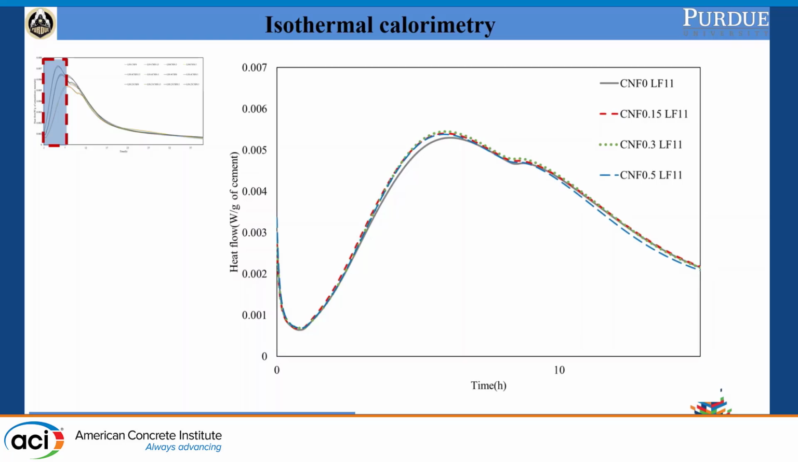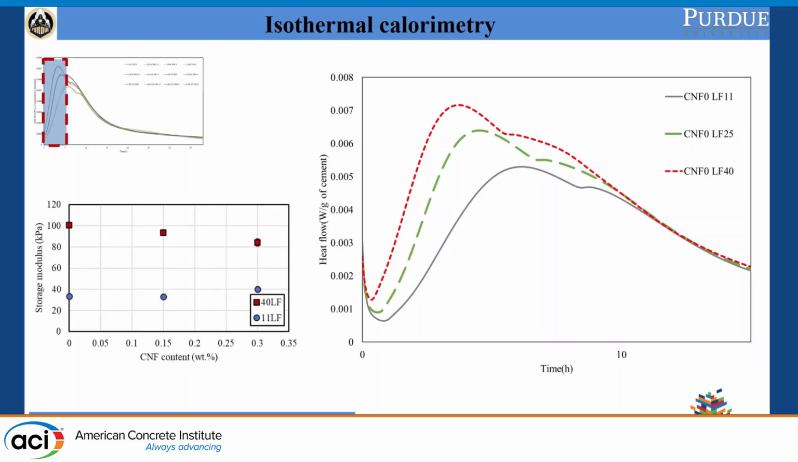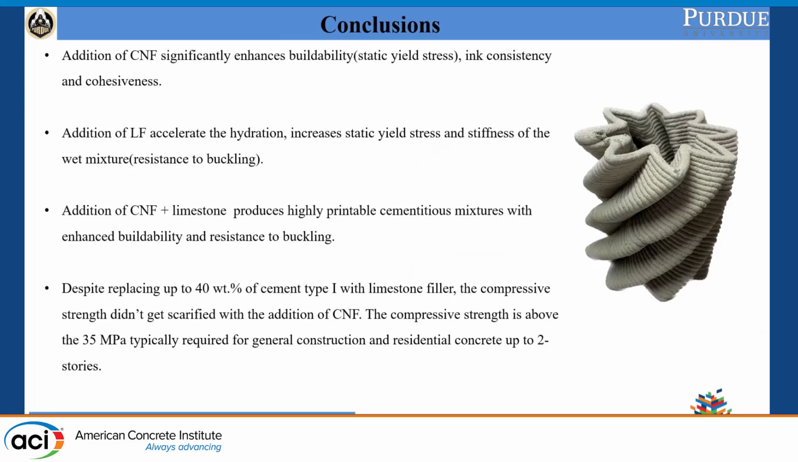If we only look at the limestone filler, it is similar to what we see in the literature. We replace cement with limestone filler, and because of the nucleation effect and the more effective water cement ratio, if we normalize the heat per gram of cement, we get a significant acceleration effect in this mixture. This also agrees with the storage modulus, because the increase in storage modulus is partially due to this acceleration effect. With more hydration, you get an increase in the storage modulus. So, this is some of the results.